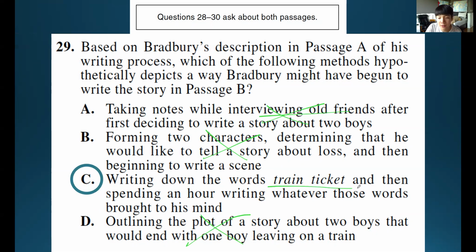So, with a title word association method, you get the words train ticket. And then you write down whatever comes to his mind, right? So sometimes you have to infer stuff, and sometimes, in questions like this, you have to relate information given in both passages. Even if they're explicitly given in both passages, it's still a little bit hard to relate them.